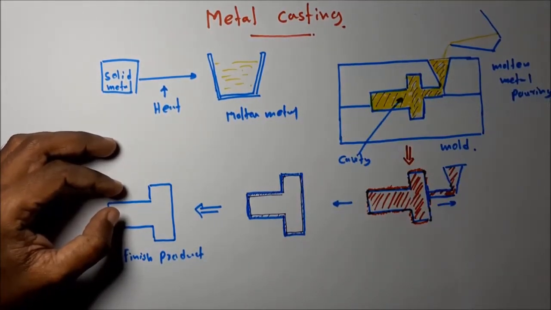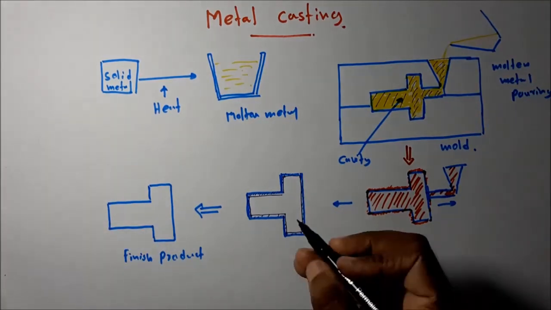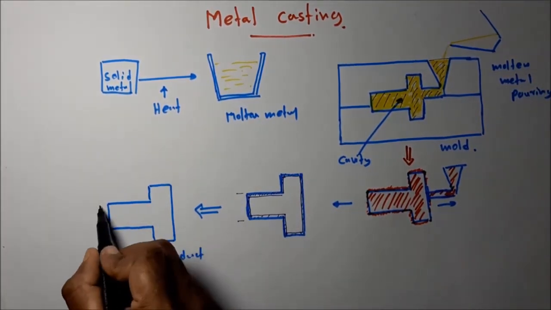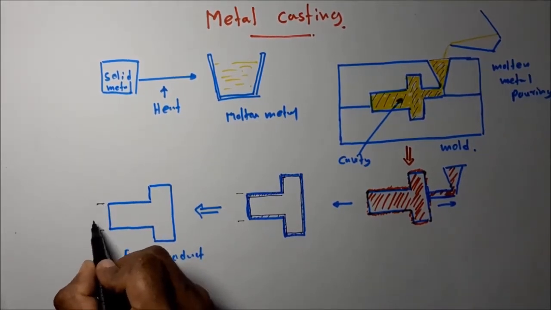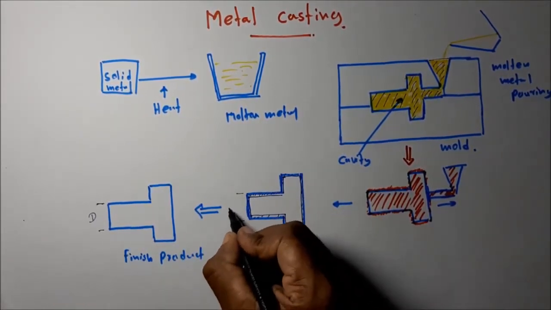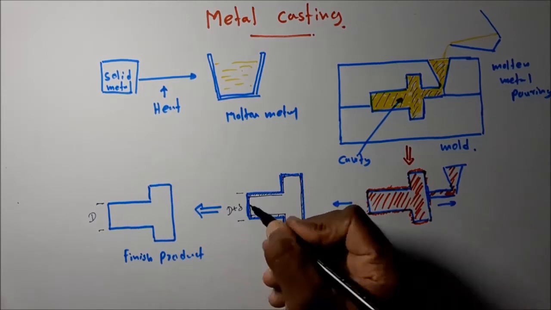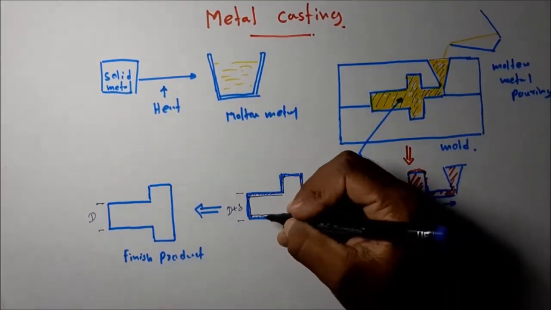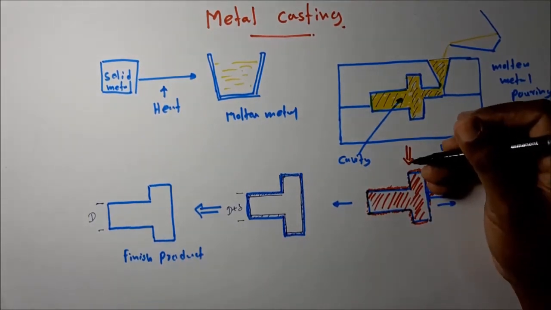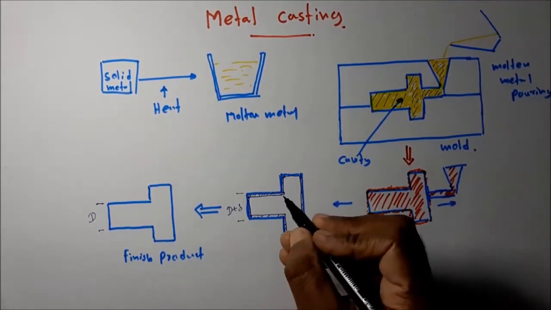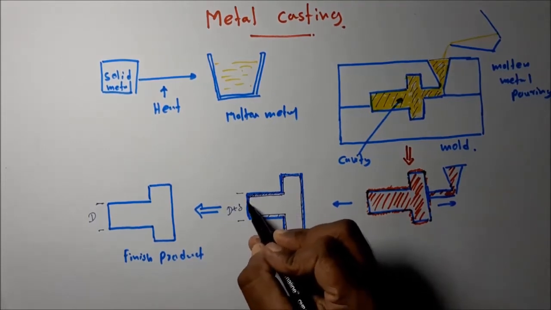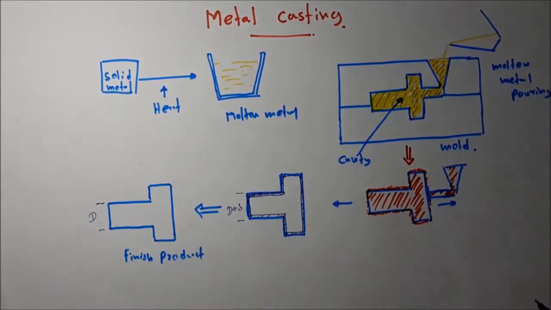Okay, that means we are manufacturing this component oversize. You can see, let's take this dimension as D. Here it is D plus delta. Delta is the dimension allowance given for this dimension, that means the machining allowance and the shrinkage allowance. Then this much of a layer we are removing to get the final dimensions.